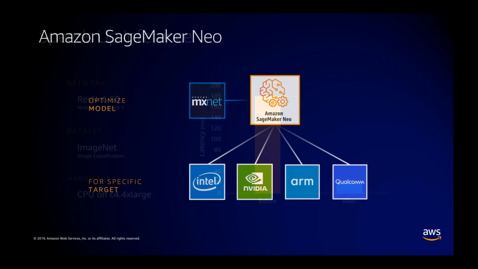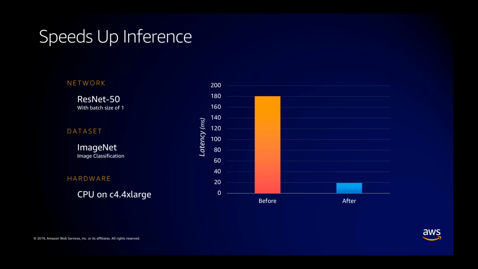And why do we want to optimize? Well, again, it speeds up inference this time. We looked at speeds up for training, but if we're using Neo, this is for inference purposes. This is a case for ImageNet, image classification again, same network on CPU. And we can see before and after using SageMaker Neo, we get a huge improvement in the latency. This is for a batch size of 1, so we're just passing a single sample through the network. And we've gone from 180 milliseconds down to 20 milliseconds.